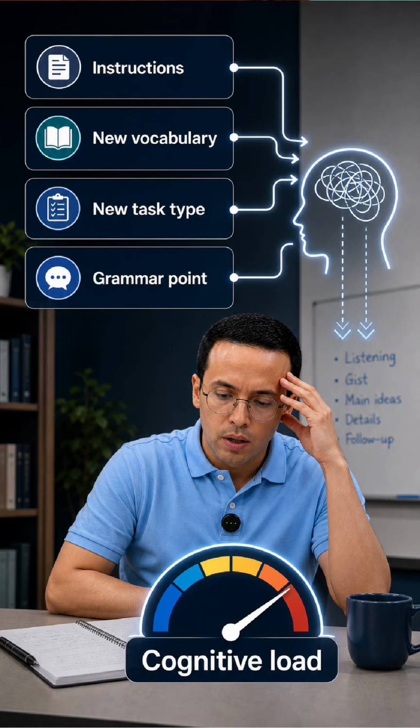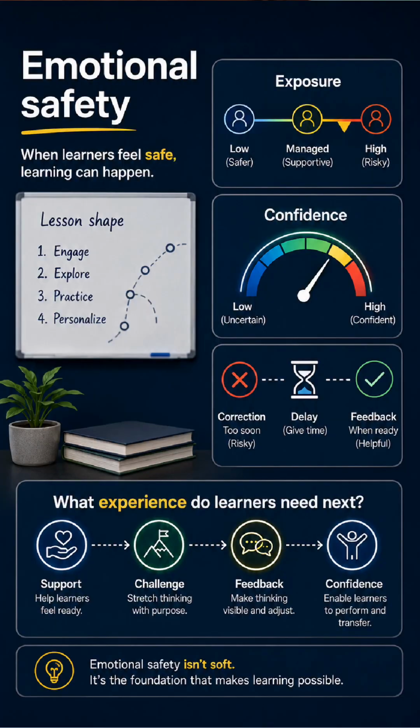Lesson shape is partly cognitive and partly emotional. The cognitive side asks, how much information are learners holding at once? Are they processing instructions, theory, new vocabulary, new task type, a grammar point, all at the same time? The emotional side asks, how exposed do learners feel? Are they speaking before they have ideas? Are they being corrected before they feel confident?